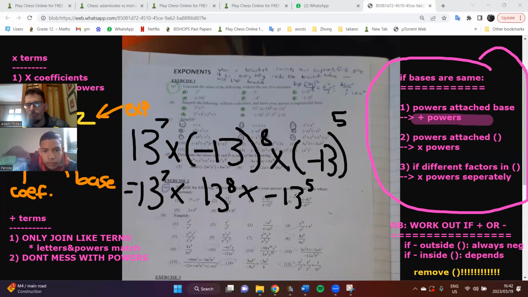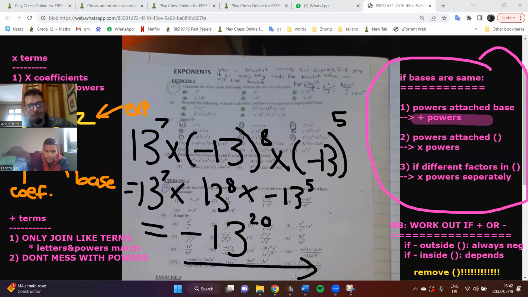So, Abu, what is our final answer? By the way, how many negatives do we have in total? Only one. So the final answer will be negative. And 13 to the power of what? 20. Exactly. And how did you get that 20, Abu? So I added the 7, the 8, and the 5.